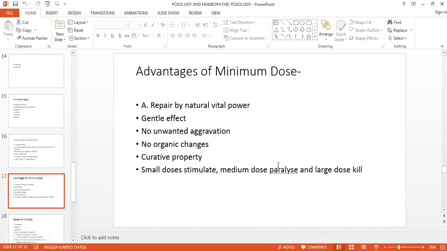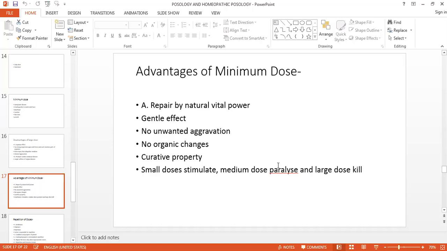We have seen the advantages of the minimum dose. They are exactly the opposite of all the disadvantages we saw: it helps to repair the vital force. It does not form any unwanted aggravation, either in the medicinal form or in the disease form. It does not affect the organic changes. It has curative property, and hence we are using the minimum dose. Then if this minimum dose is given on the basis of the characteristic symptom, the peculiar symptom, then this will cure the patient very easily. We can get a rapid, gentle, and permanent cure.